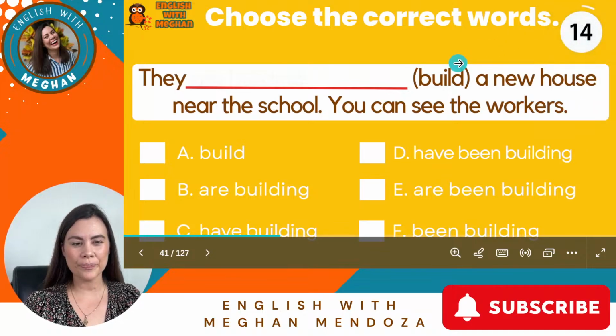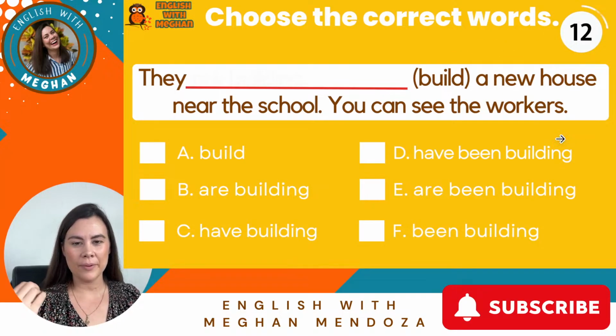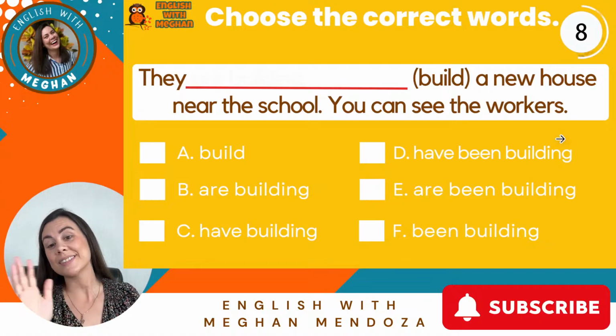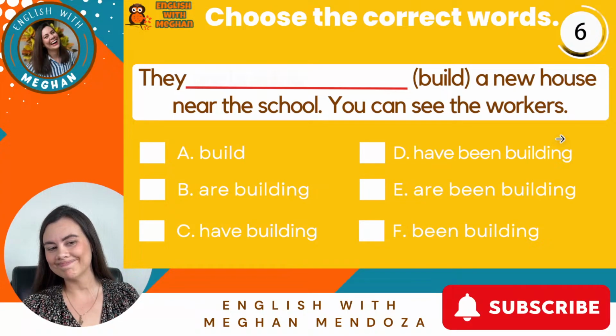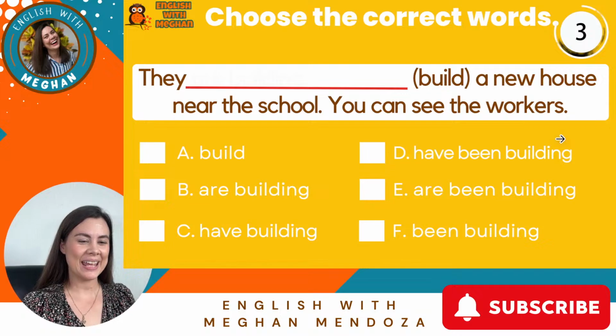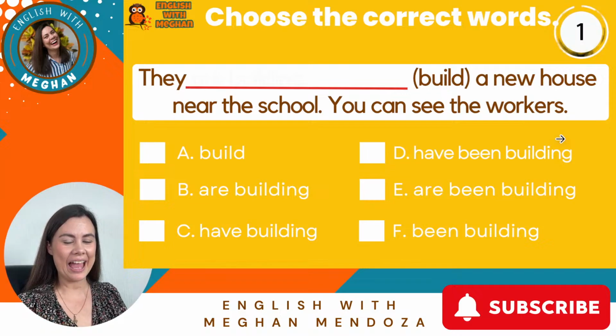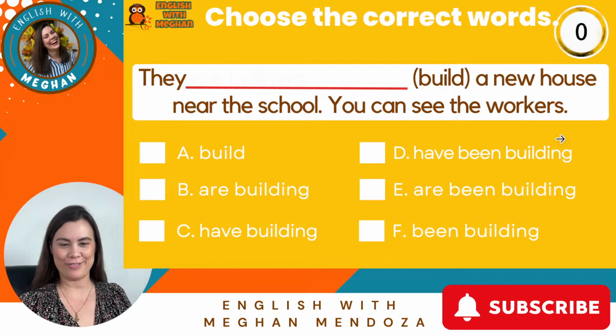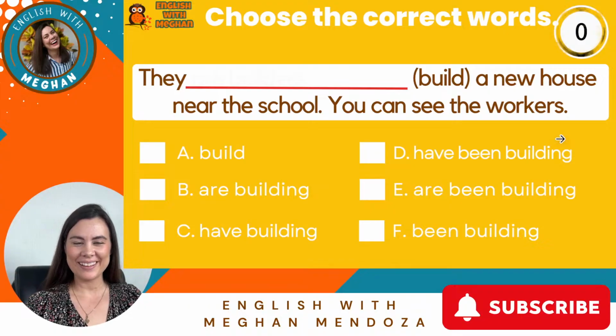Let's continue. They blah blah a new house near the school. You can see the workers. So what is it? A, B, C, D, E, or F? Okay. What is our answer, guys?